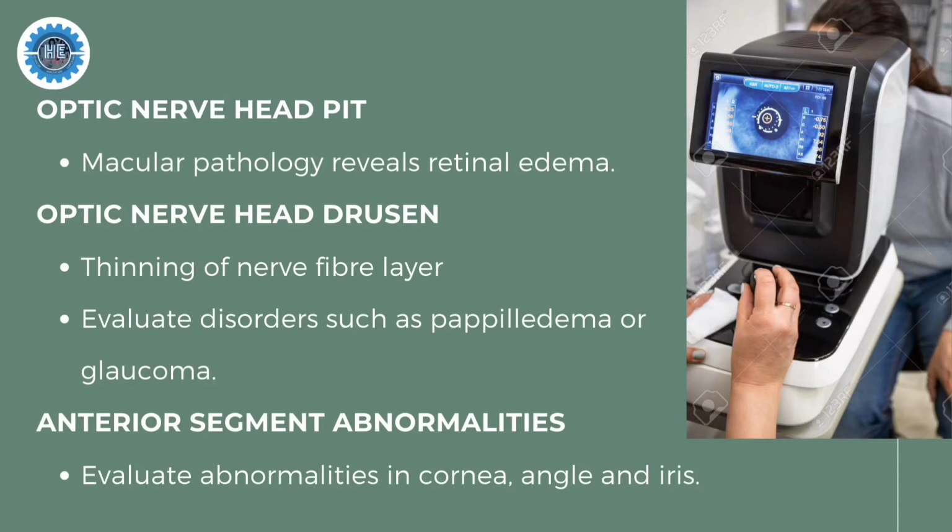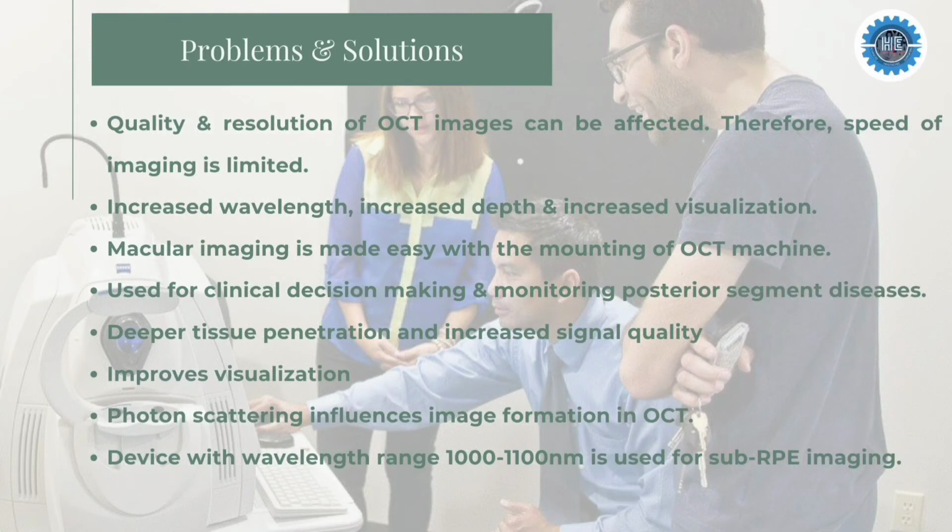Optical coherence tomography of anterior segment structures has not been widely evaluated. Cross-sectional images may evaluate abnormalities in the cornea, angle, and iris. What are the problems and solutions associated with optical coherence tomography?